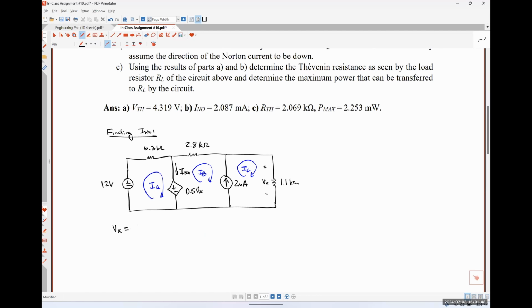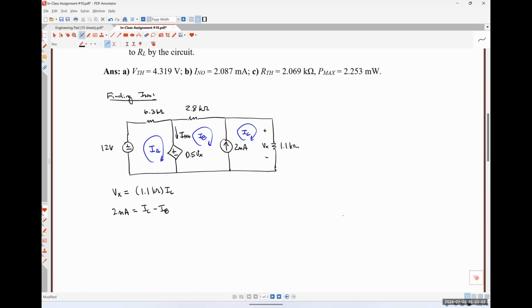1.1 kilo ohms times IC. Yep, exactly the same thing as it was before. And then our current relationship equation should be exactly the same thing as well. So that would be IC minus IB. Now we're going to do KVL around super mesh BC.